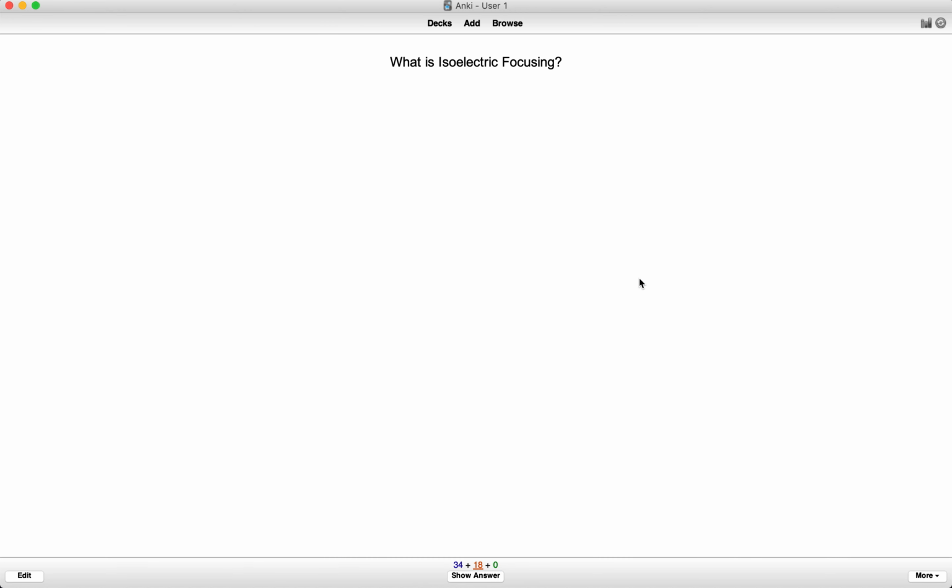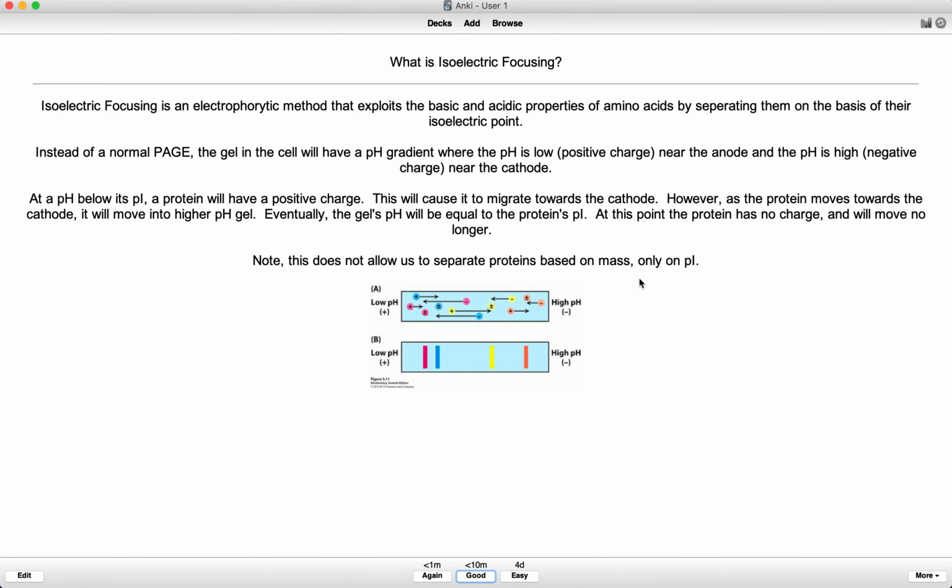Isoelectric focusing is the same thing as the polyacrylamide gel, except it has a pH gradient where we have low pH on the positive side of the anode and high pH on the negative side of the cathode. And we separate protein based on its isoelectric point.